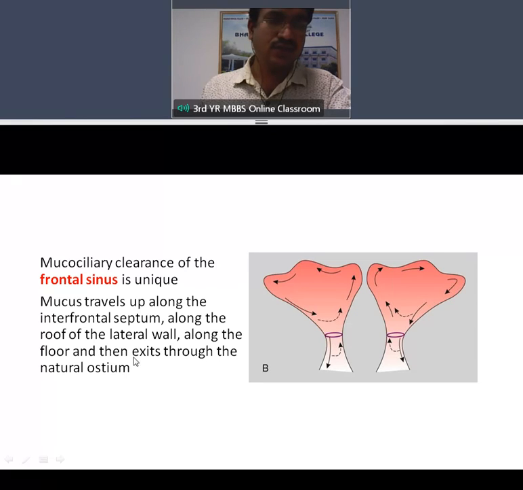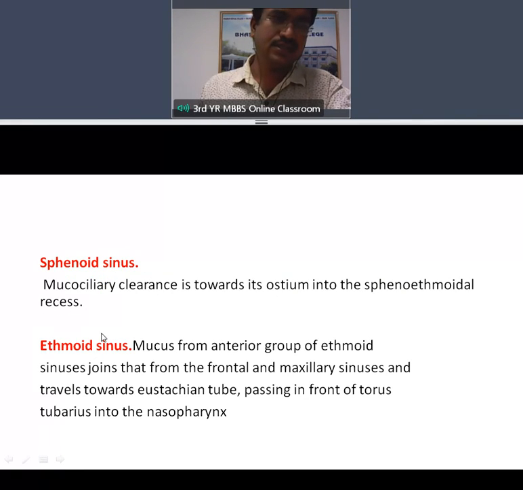In the frontal sinus, mucus travels up along the interfrontal septum, then along the roof of the lateral wall, along the floor, and then exits through the natural ostium. This is the frontal recess. This is the natural ostium. Like this, from the walls of the frontal sinus, it drains through the natural ostium. The sphenoid sinus drains towards the ostium in the sphenoethmoidal recess, same as the frontal sinus.